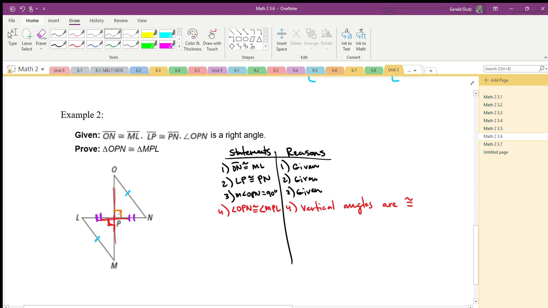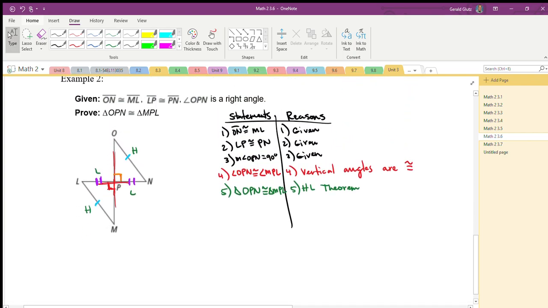So now that I know both of these triangles are right triangles, we have PN and PL are each legs. So we have two legs that are congruent. LM is opposite of the right angle, as is ON, so those are hypotenuses. So I could say now that triangle OPN is congruent to triangle MPL because of the HL theorem. And that's it for the notes today. Short notes.